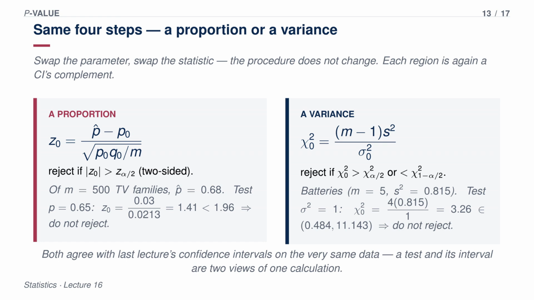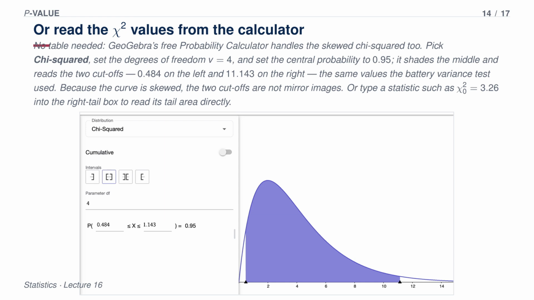And here's the satisfying part. Both agree with last lecture's confidence intervals on the very same data. A test and its interval are 2 views of one calculation. And you don't even need the table. GeoGebra's free probability calculator handles the skewed chi-squared too. Pick chi-squared, set the degrees of freedom to 4, set the central probability to 95%, and it shades the middle and hands you the 2 cutoffs, 0.484 on the left, 11.143 on the right.